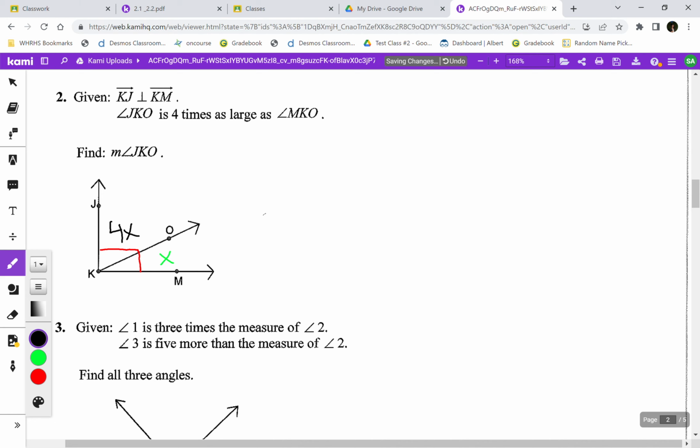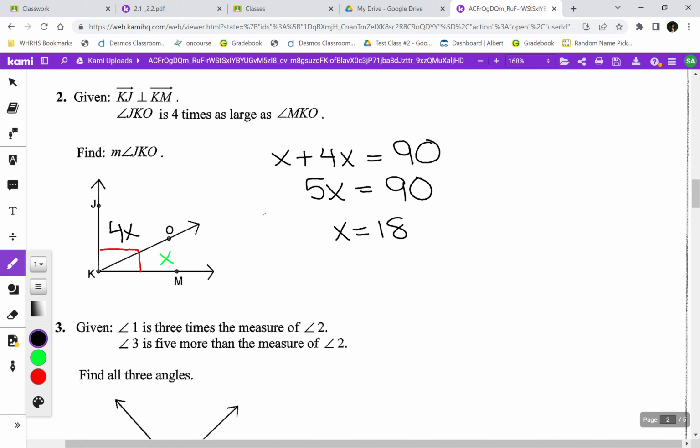So now we've labeled everything from our given information. Can someone think of an equation to help us solve this? Connor. 5x equals 90. Excellent. X plus 4x equals the whole angle, which is 90. So here we have 5x is equal to 90, and x will equal 18.